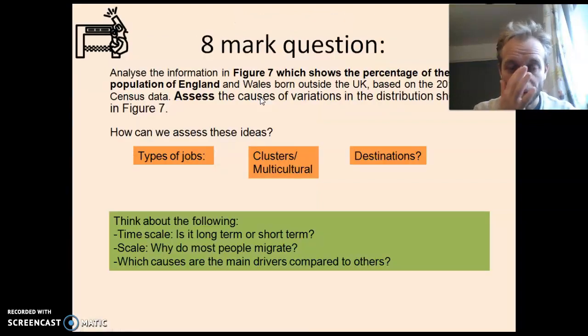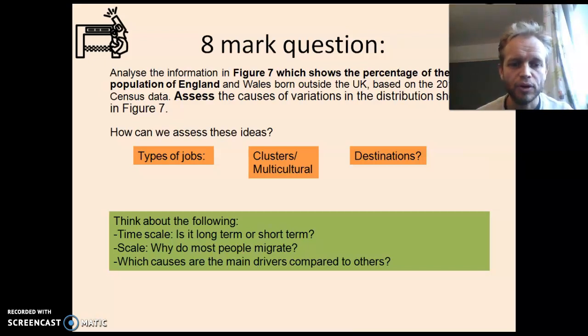So you might have thought about things like the type of jobs that go on. You might have thought about multicultural areas or clusters we've mentioned, and then you might have thought about the destination, for example, urban versus rural. But in terms of how we can assess, you might think about the time scale. So is it long-term or short-term migration? If people are migrating to places like Norfolk, which we've mentioned before, for fruit picking, are they there the whole time or is it a short time?